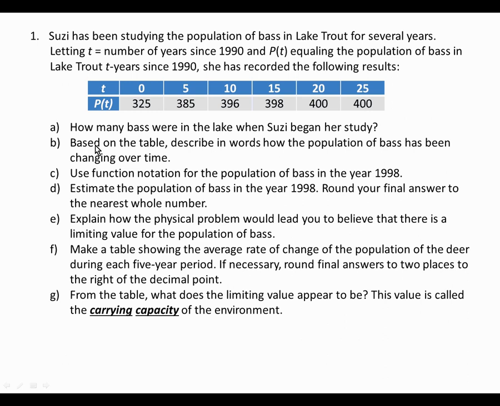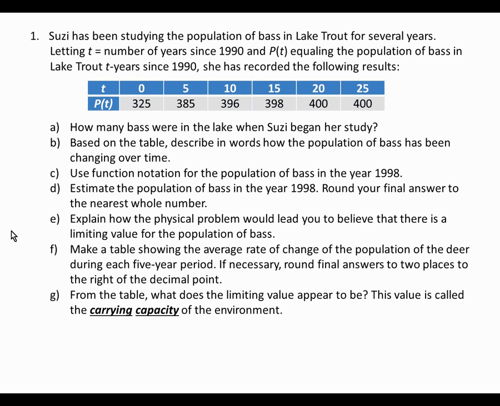Here are the questions. Question A. How many bass were in the lake when Susie began her study? Question B. Based on the table, describe in words how the population of bass has been changing over time. Part C. Use function notation for the population of bass in the year 1998. Question D. Estimate the population of bass in the year 1998. Round your final answer to the nearest whole number. Notice 1998 is not going to be in the table, is it?